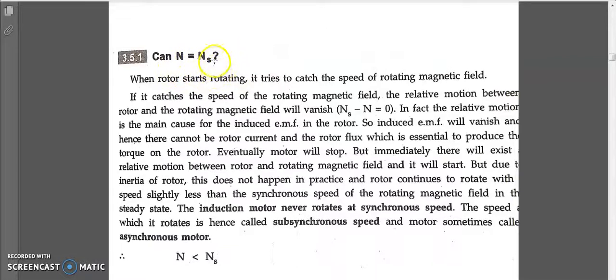You can say ns is rotating at around 5 rad per second, whereas n rotates at around 1 rad per second, just as a case. Okay. So your motor will never reach n equal to ns. Even if it reaches, your motor will stop. And if the motor stops, again what happens? There is created a large relative motion. And due to the large relative motion, what happens?